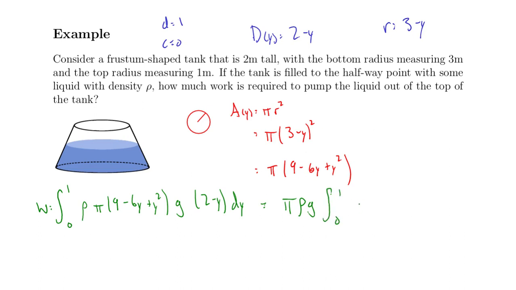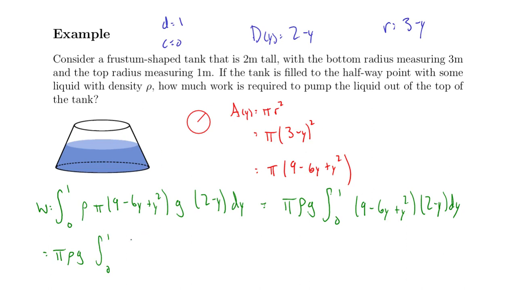And now I've got an integral from 0 to 1 of 9 minus 6y plus y squared times 2 minus y dy. You can multiply all of that. Let me pull my coefficients out, and then I'll think about that multiplication. Pi times rho times g, integral from 0 to 1 of, okay, what do we have?